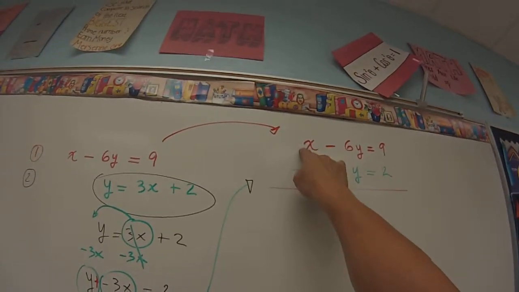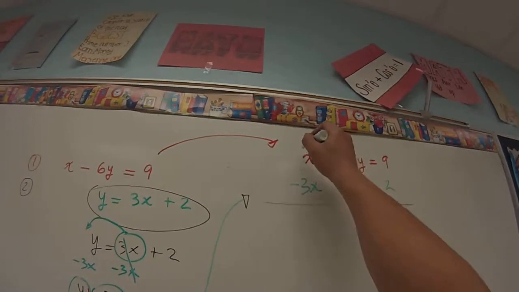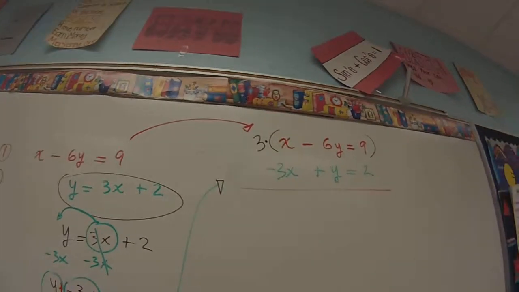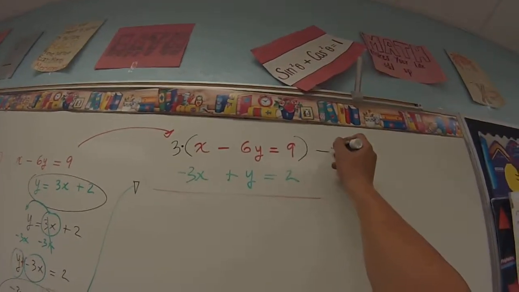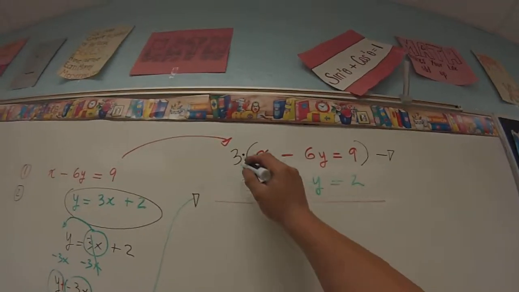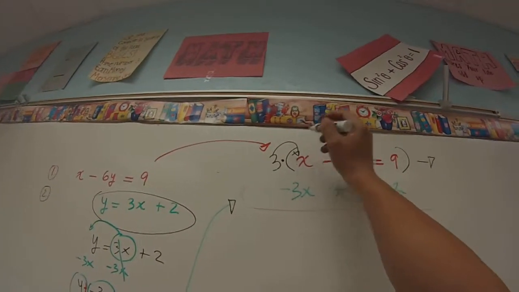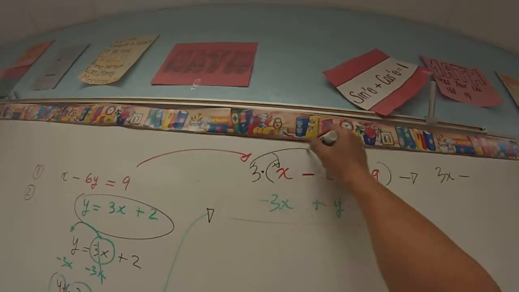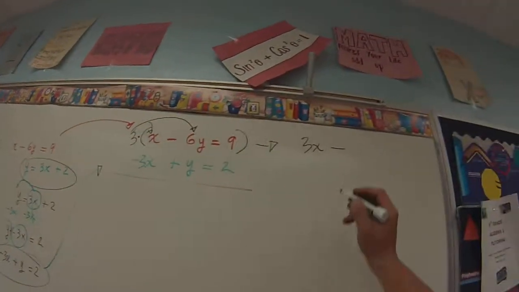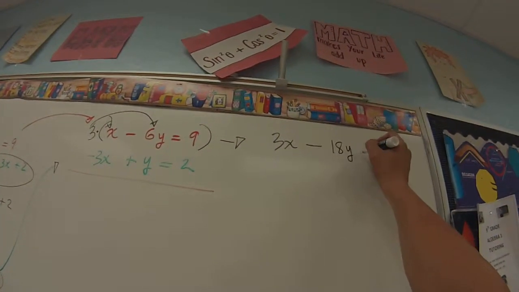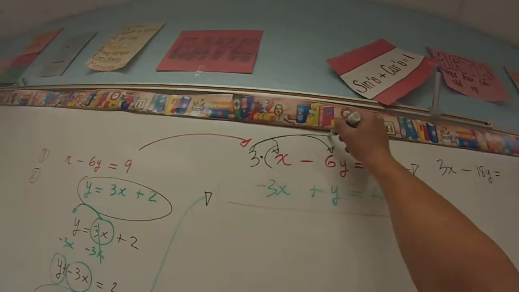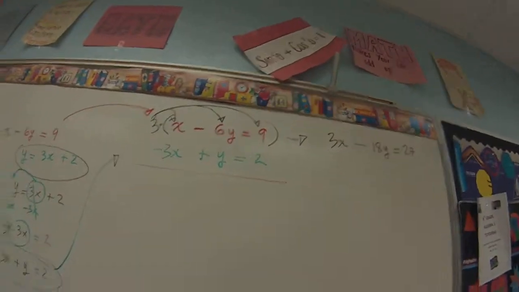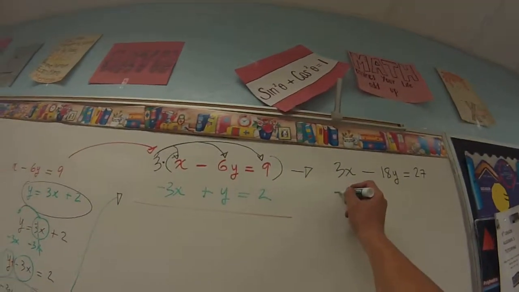So I have to make a positive 3 here, and the way I'm going to do it is by multiplication. Multiply the first equation times 3. Then this equation will become 3 times x is 3x minus 3 times 6, that's 18y, equals 3 times 9, that's 27. The bottom equation stays the same.